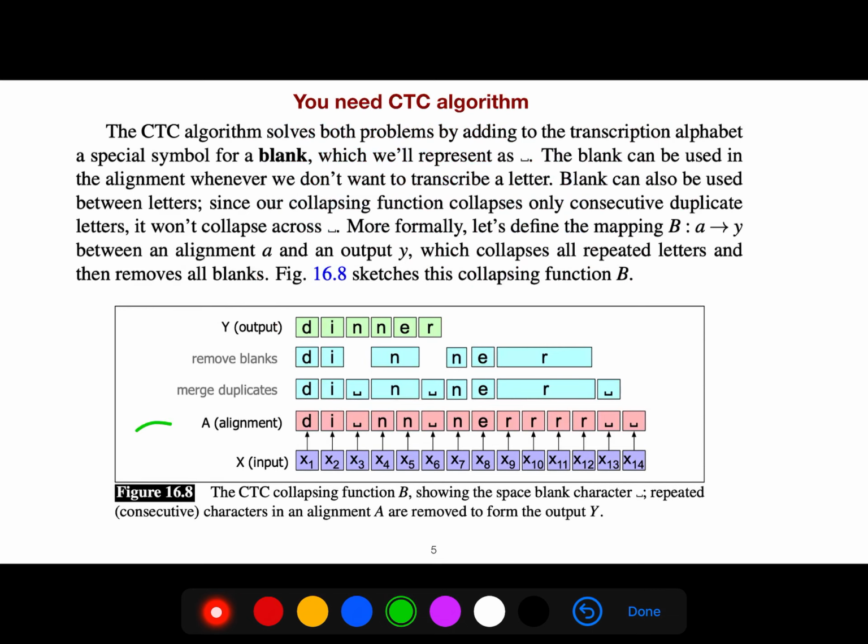So first we do alignments, and then we merge duplicates. And this is the blank character symbol that I want to talk about. This is really interesting because if we just use these blanks, then even if we shrink some of these and merge them together, there is no problem. So it appears dinner and not dinner. So we don't have any problem like that. So using this blank symbol, it's an elegant idea. We can remove these problems.